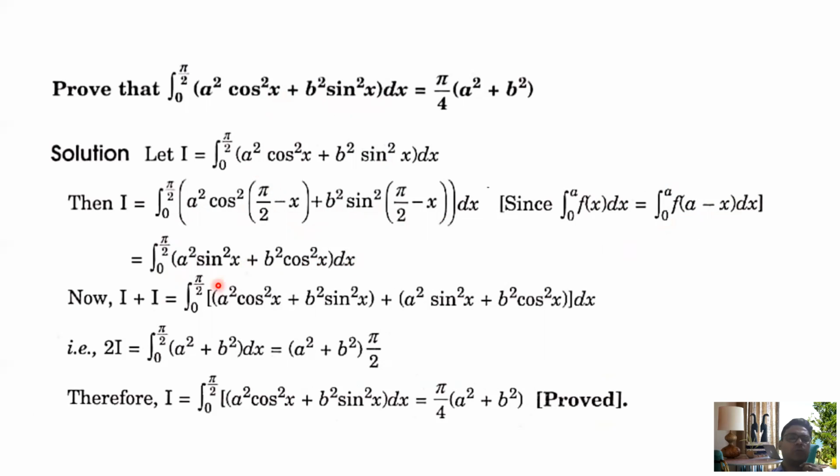Then you have to add both, that is I plus I, the integral from 0 to pi by 2 of a square cos square x plus b square sin square x plus a square sin square x plus b square cos square x dx.